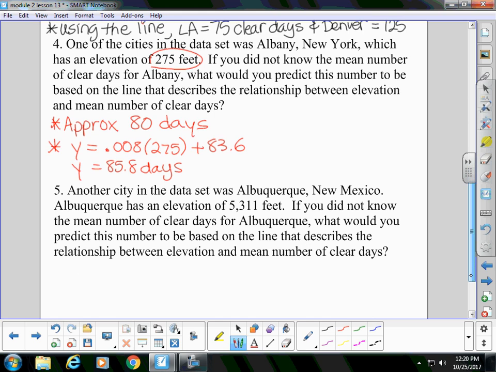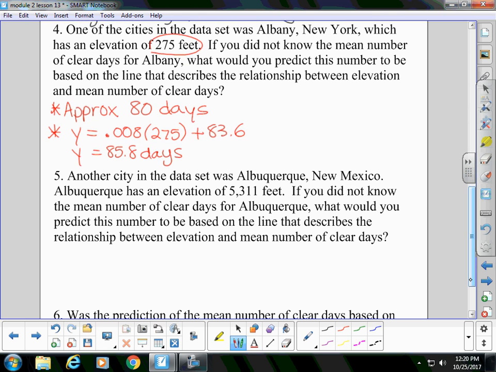Okay, another city in the data is Albuquerque, New Mexico, and it has an elevation of 5,311 feet. If you did not know, so here's Albuquerque, the mean number of days for Albuquerque, so not looking at the table, what would you predict this number to be based on the line?